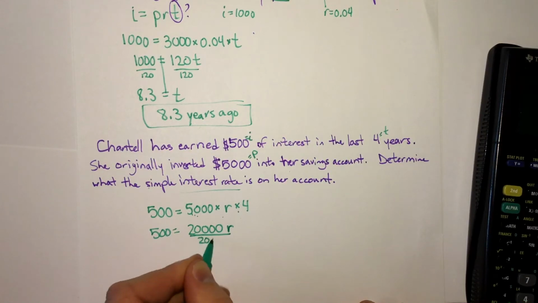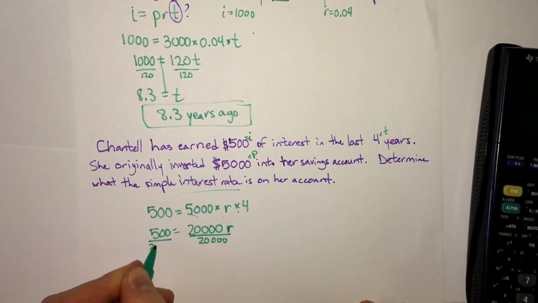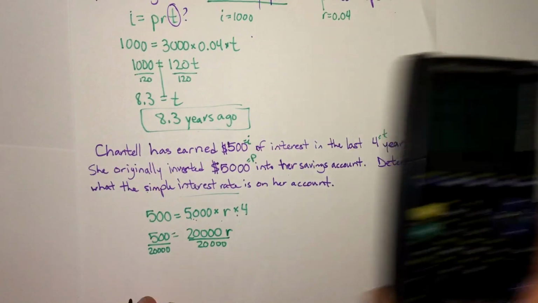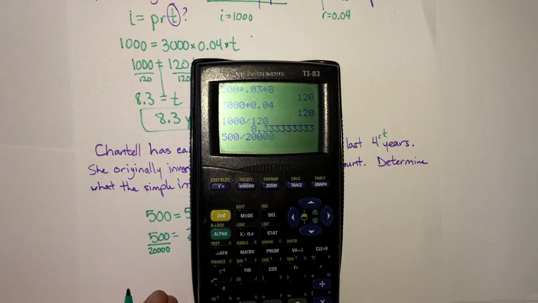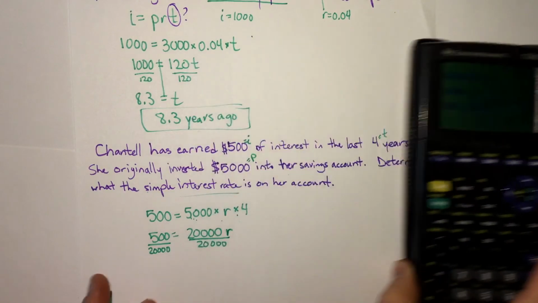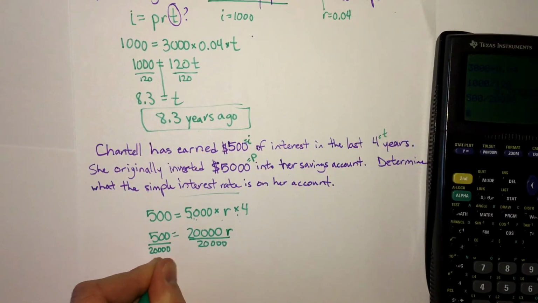And same as before, we'll divide by 20,000. 500 divided by 20,000, we get 0.025 equals R. So if we convert that, move the decimal 2 places, we get 2.5% interest.